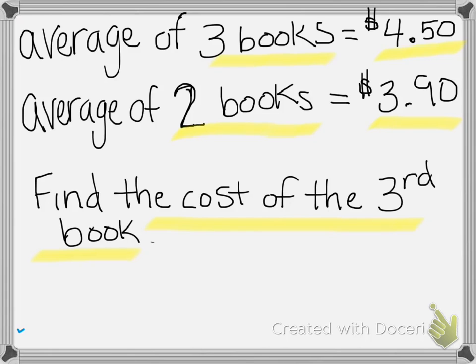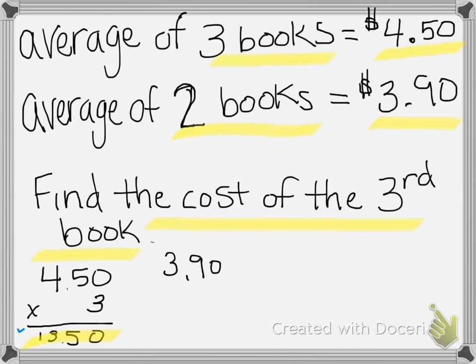So to find the total of 3 books, we need to take the average of them and multiply it by how many there are, which gives us $13.50. Now, we need to multiply the average of the 2 books, which is $3.90, by how many books there are, which is $7.80.